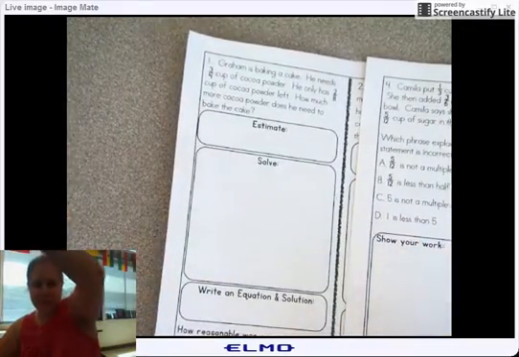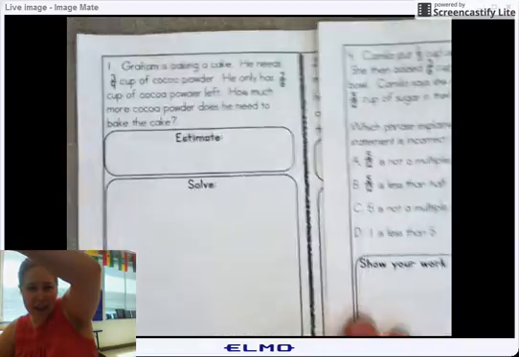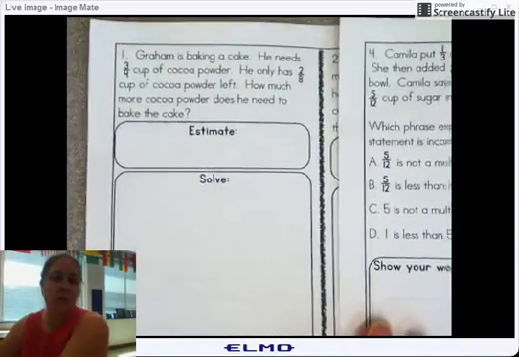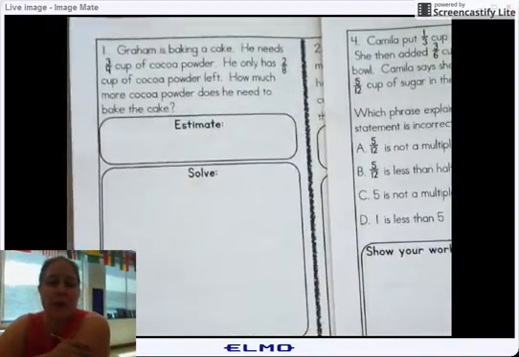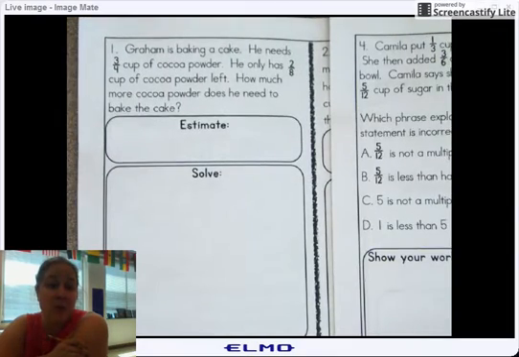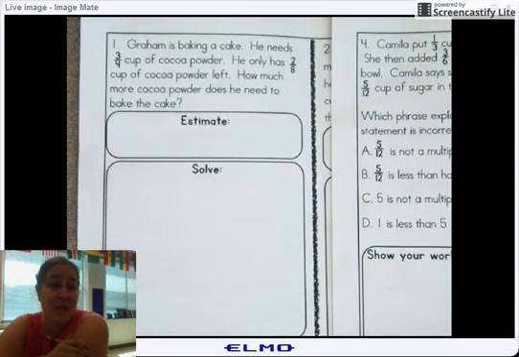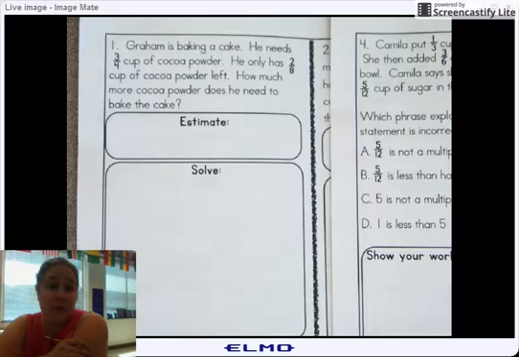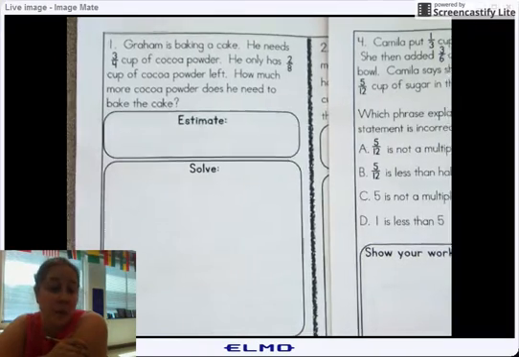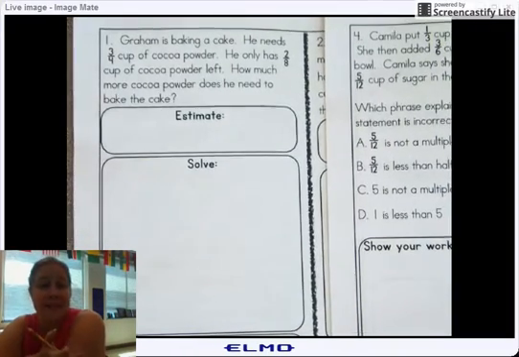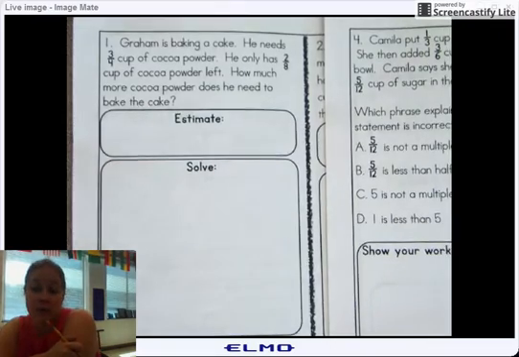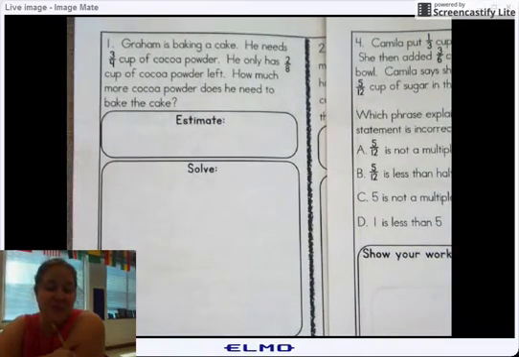Okay, it says Graham is baking a cake. He needs 3/4 of cocoa powder. He also has 2/8 of cocoa powder left. How much more powder does he still need to bake the cake? Okay, so think about your keyword. You can estimate. Take a moment. I'm going to let you estimate.